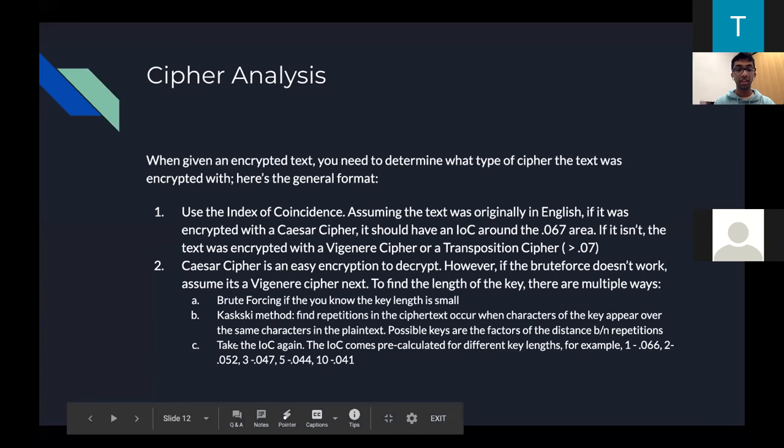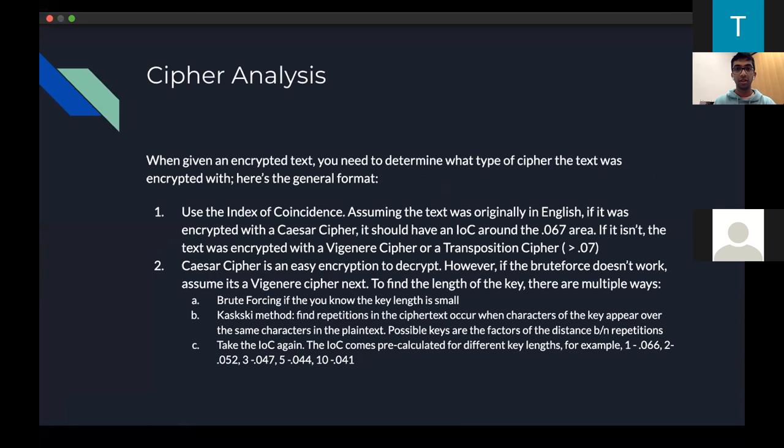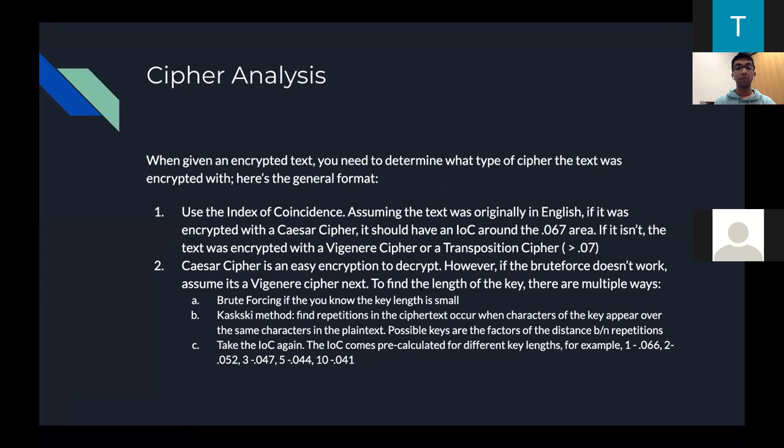we can also take the index of coincidence again. So the index of coincidence comes pre-calculated for different key lengths. For example, one is around 0.066, which makes sense because then it would be a Caesar cipher, which can be easily brute forced. If the key length is two, it's about 0.052. Three is around 0.047, and on and on. So then once we find the key length, take the IOC with a grain of salt again.